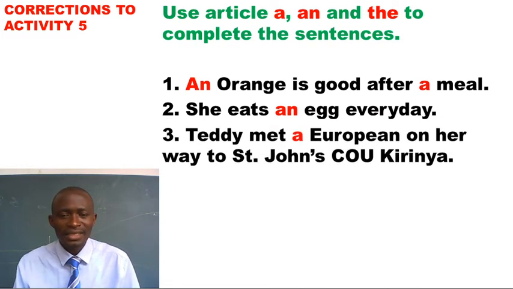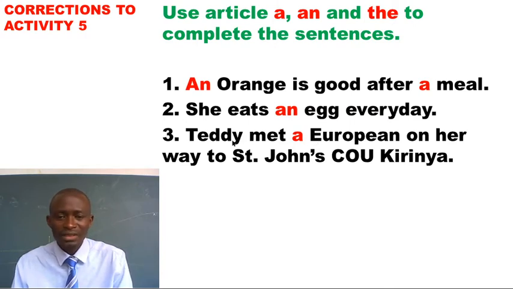Number 3, Teddy met a European on her way to St. John's Church of Uganda, Chirinya. A European. One may ask, why are we saying a and yet we have a vowel letter? It is true we have a vowel letter, but the word itself starts in a consonant sound, European, and we don't have that U sound as in our vowel letter. So it takes article a. Teddy met a European on her way to St. John's Church of Uganda, Chirinya.